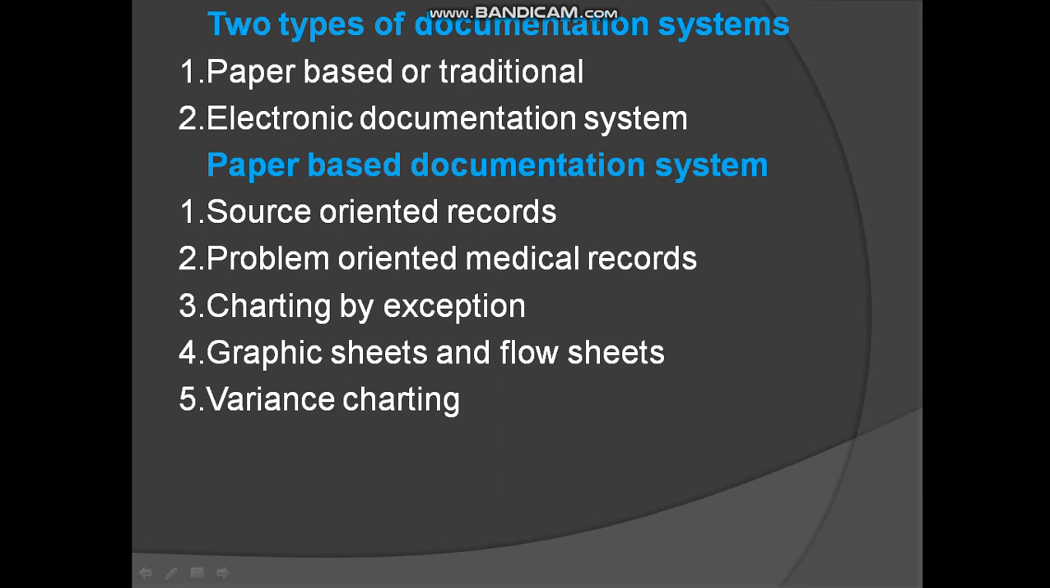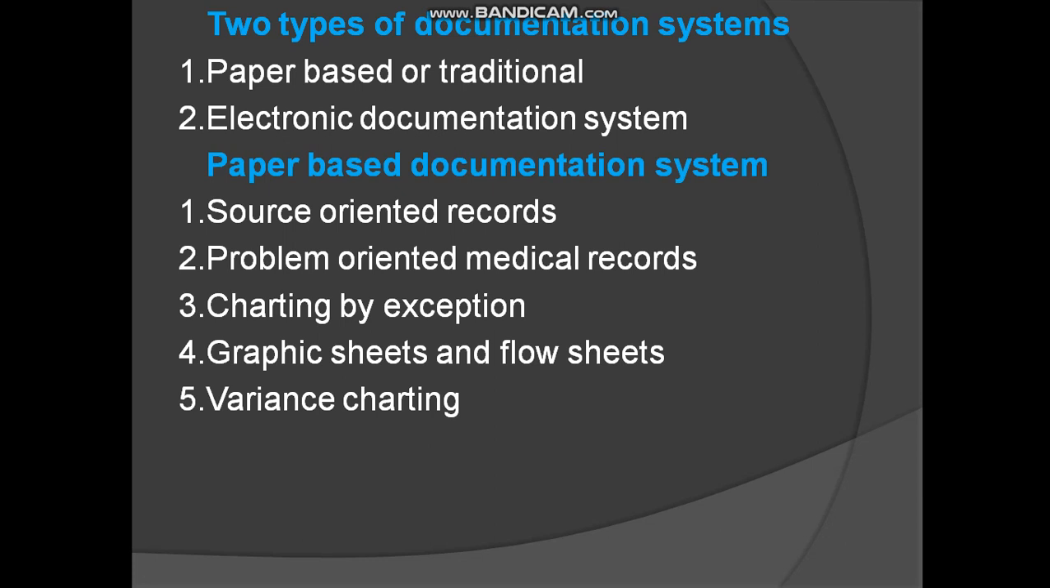Next is the types of documentation system. First is paper based or traditional, and second is electronic documentation system. These are the two types of documentation system. The first one is the paper based or traditional documentation system, which is again divided into five.